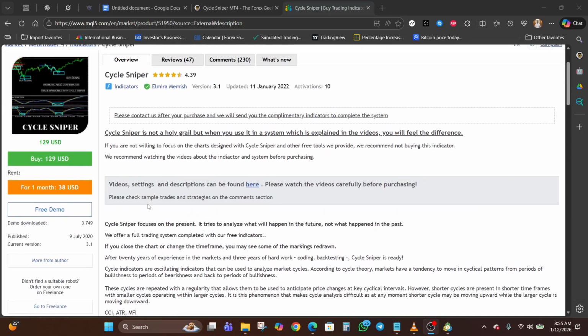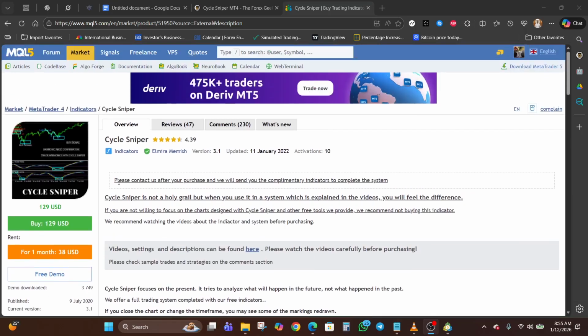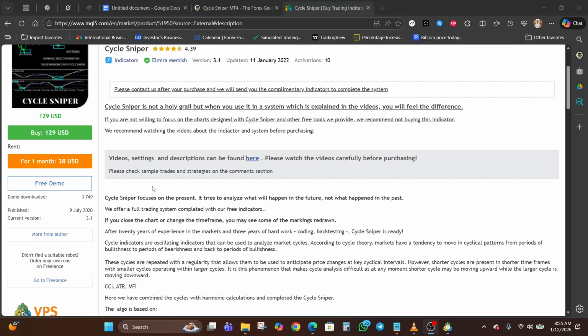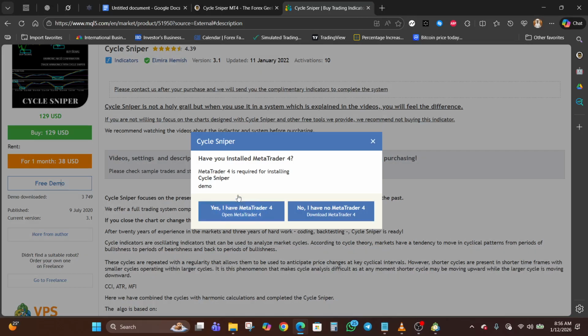It's going for $129 on the MQL5 marketplace, but if you want to rent it for a month, it's $38 US. Meanwhile, there is a free demo that you can test. If you click on that, you will see the option of whether you have MetaTrader 4 or not. If you have MetaTrader 4, it's going to direct you to where you can test the free demo.